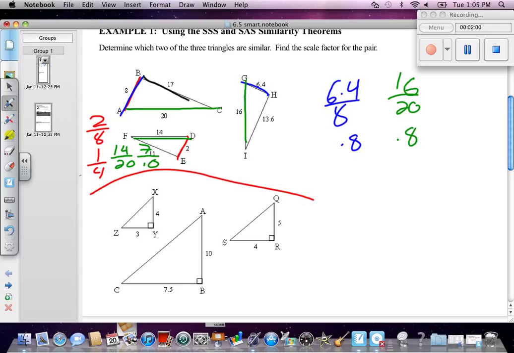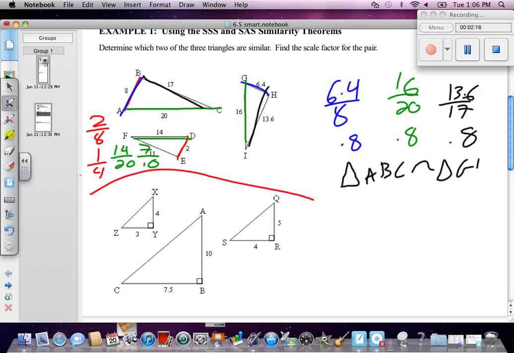We've got 13.6 over 17, and we've got 0.8. So we know triangle ABC is similar to triangle GHI. Pretty simple? Yes. Okay, let's move on to B. I divided. Yeah.